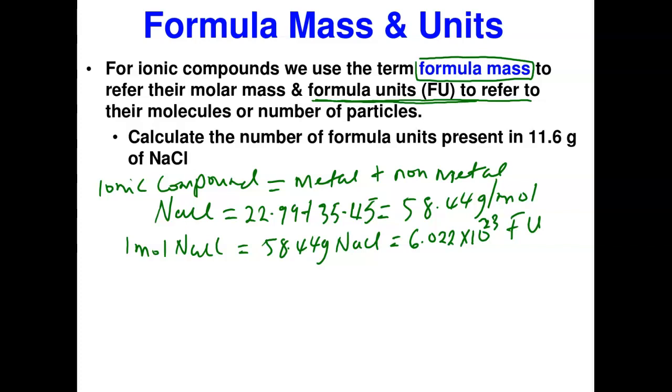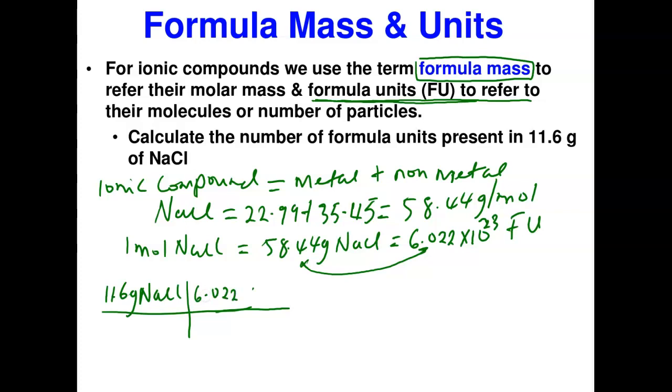So now, it says calculate the number of formula units. Since we're looking at between mass and formula unit, we're going to use these two units, and let's do it immediately. You start with what you are given, 11.6 grams of sodium chloride. If you multiply it by, again, we are using these two. Since you're looking for the formula unit, you're going to put this on top, 6.022 times 10 raised to the power 23 FU divided by the molar mass, 58.44. I'm going to make it beautiful a little bit. I don't like it.